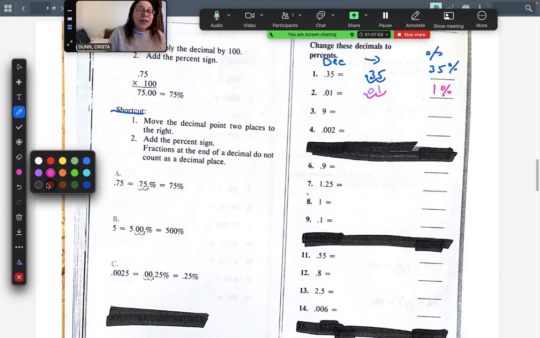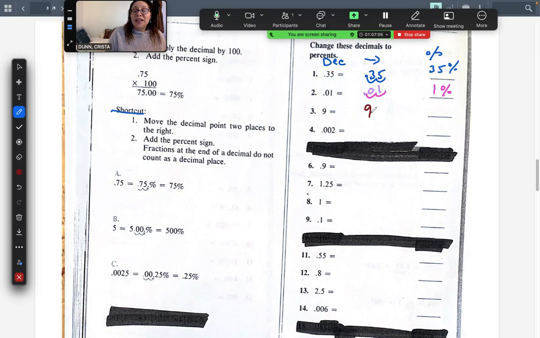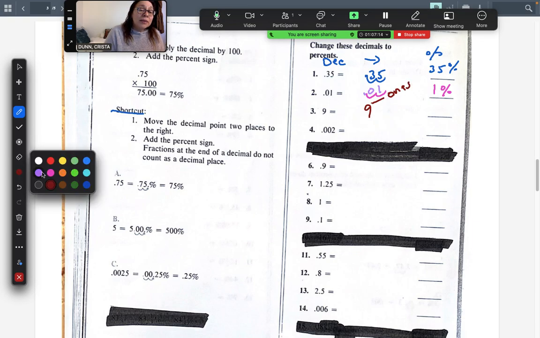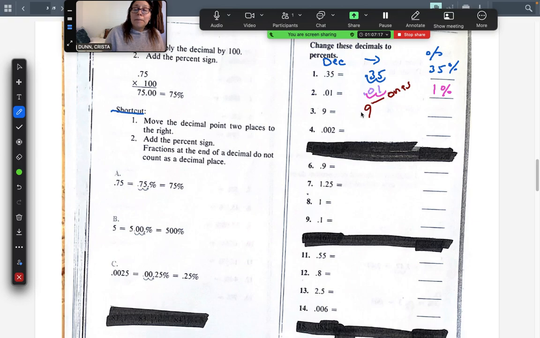Okay, and so here I start with 9. And we don't have a decimal point, right? But we could put one there. It goes after the what place value? The 1s. And so that's where it's going to go. And I have to move it to get it to a percent. Move it how many place values? Which direction? Bigger, which is to the right. Because if I go this way, it's not bigger. So I got to go this way. 1 to 90, right? And then here to 900.